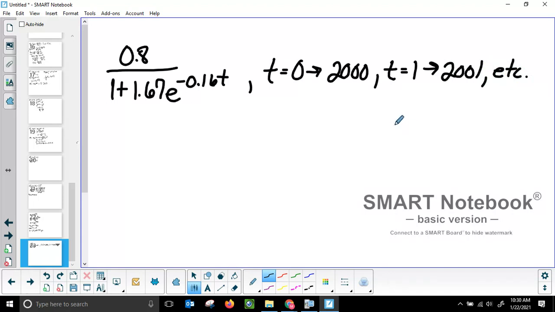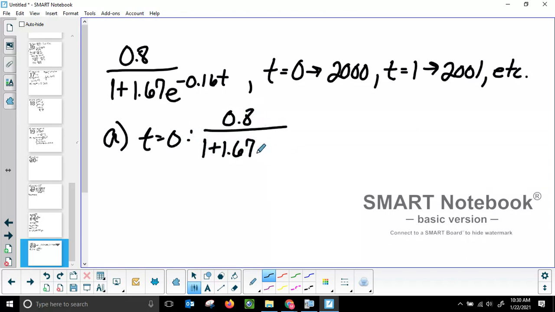Right, what proportion of new computers sold in 2000 utilized Windows 2000? So, since we want to know the number of computers using Windows 2000 in 2000, that just means t equals 0. So I just plug 0 into here: 0.8 over (1 plus 1.67 e to the negative 0.16t). Well, sorry, we wouldn't put a t there. We'd actually plug 0 in.